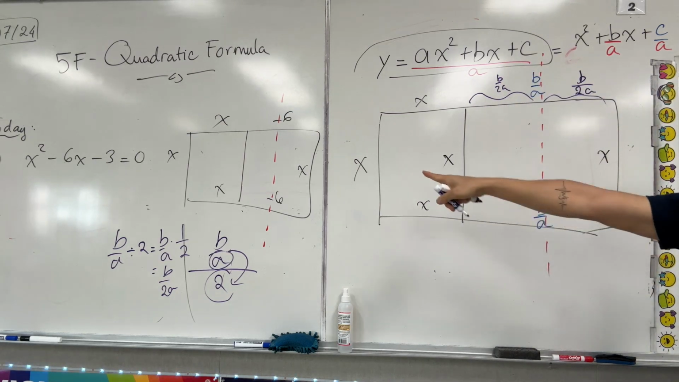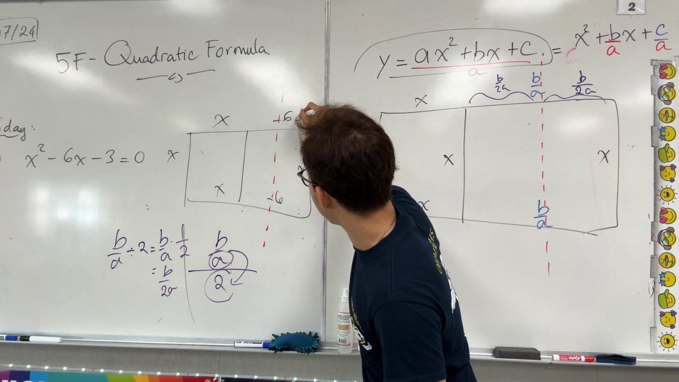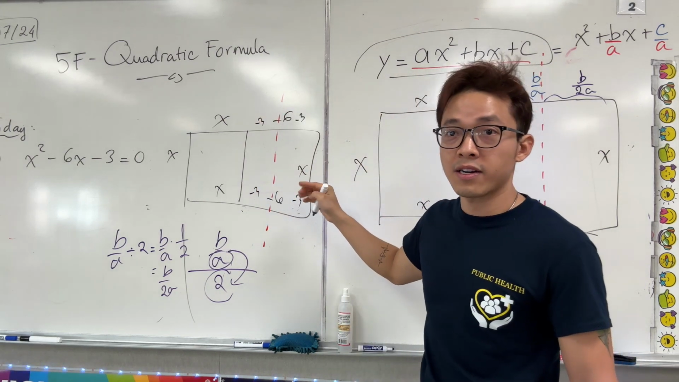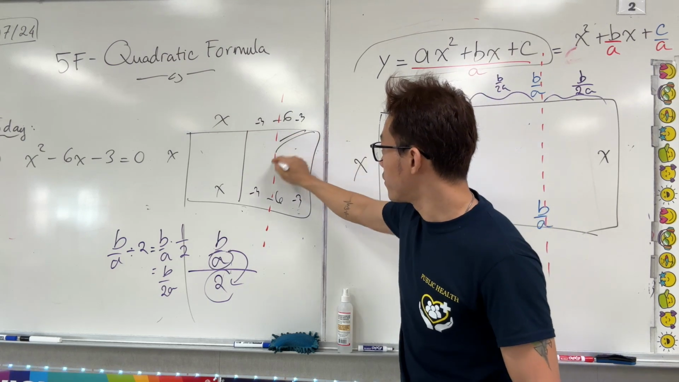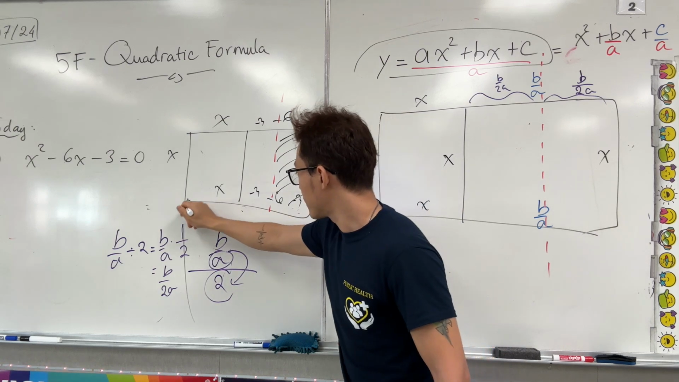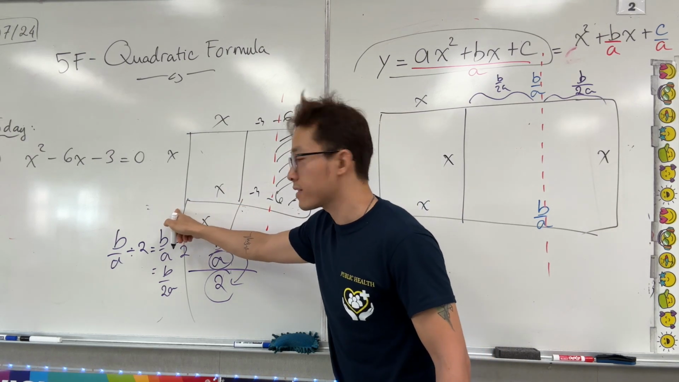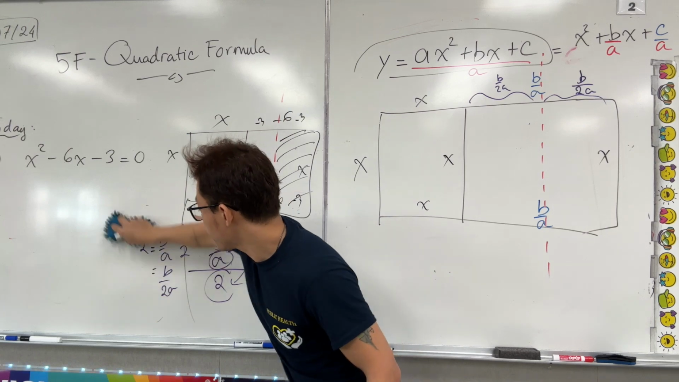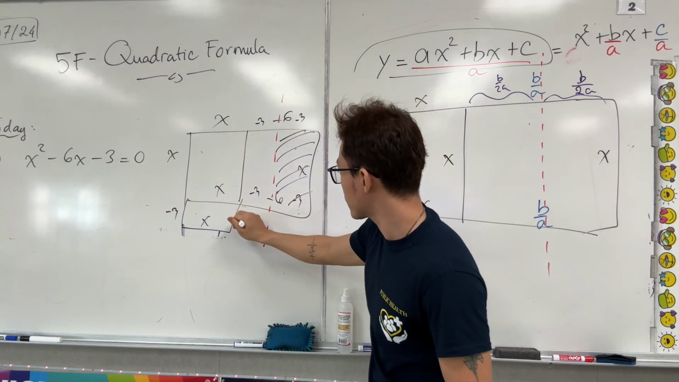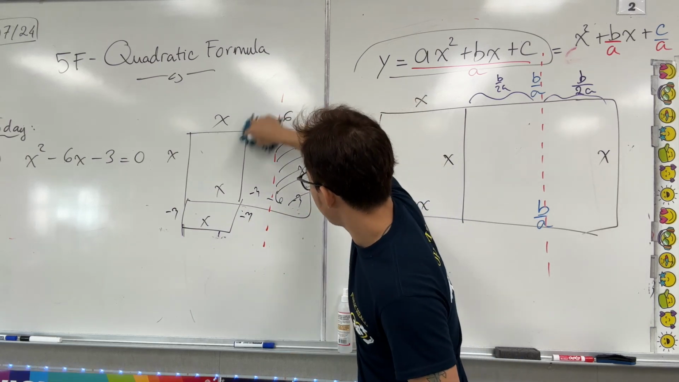Alright, now what do we do over here? Divide this by 2, you have -3, -3. And we're gonna move this part over here. This is the x. So this is the x. What is this? Negative -3. Very good. -3 because we move this one over here.